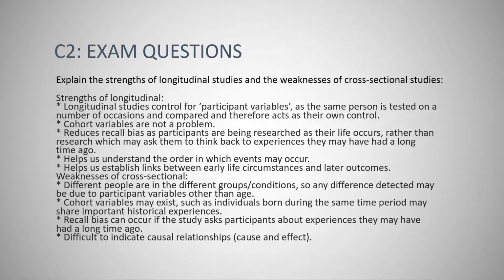Explain the strength of longitudinal studies and the weaknesses of cross-sectional studies. So this depends on the marks of the question. So if it's a 4-mark question, then you would do 2 strengths and 2 weaknesses. If it's a 2-mark question, 1 strength and 1 weakness. Or if you have enough time, 2 strengths and 2 weaknesses. If it's a 6-mark question, 3 strengths and 3 weaknesses. If you've got more time, 4 strengths and 4 weaknesses. But that's only if you have more time to spare.